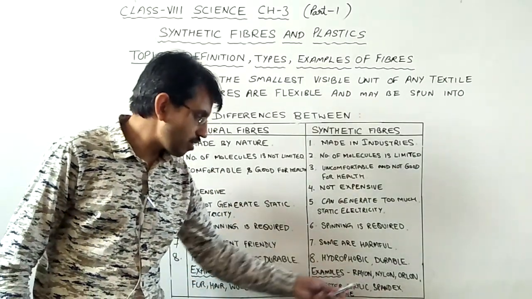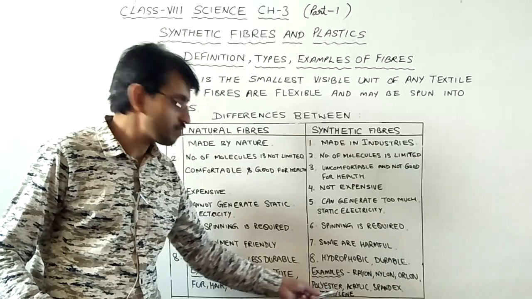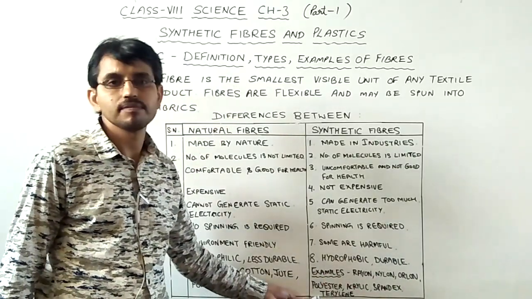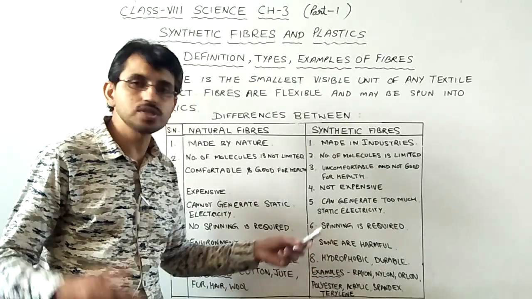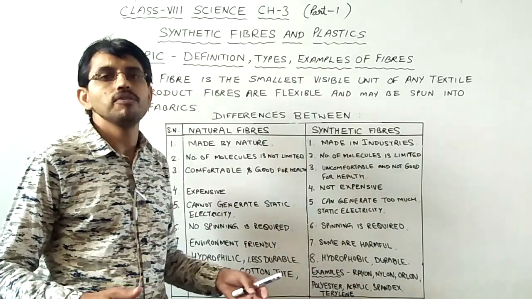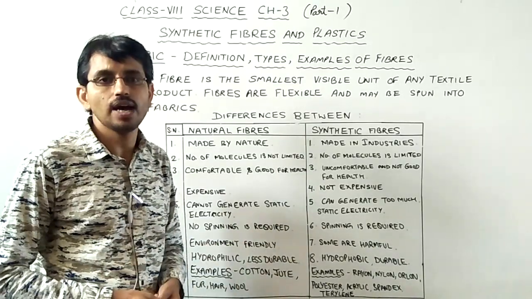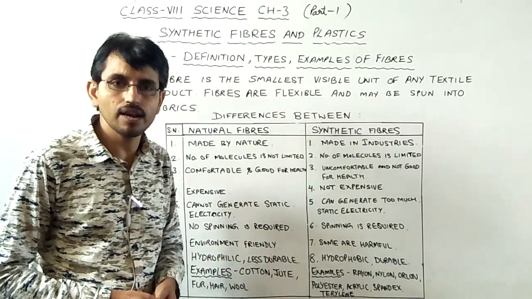So we have rayon, nylon, orlon, polyester, acrylic, spandex, terylene. These are the examples of synthetic fibers. Now we will talk about these fibers, their characteristics, advantages and disadvantages in detail one by one.